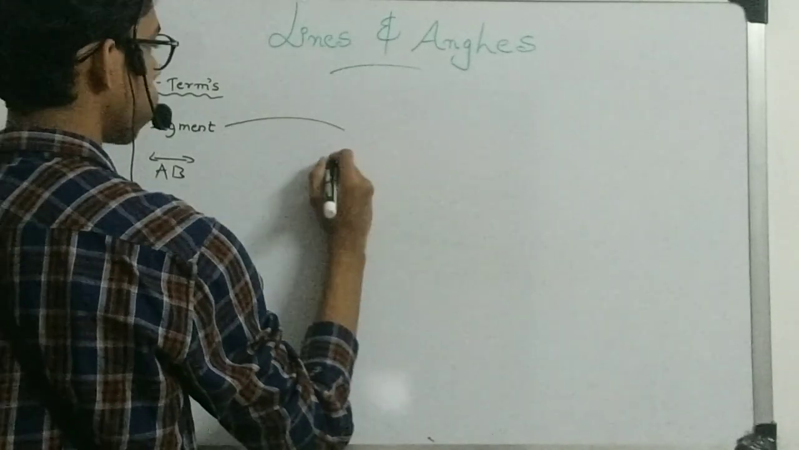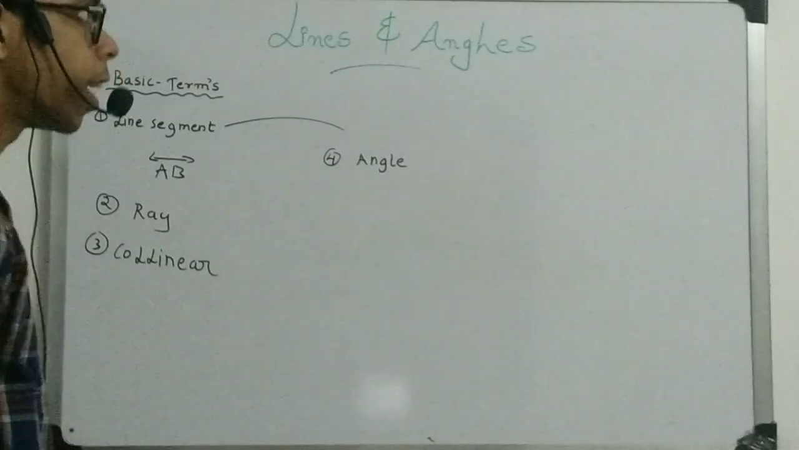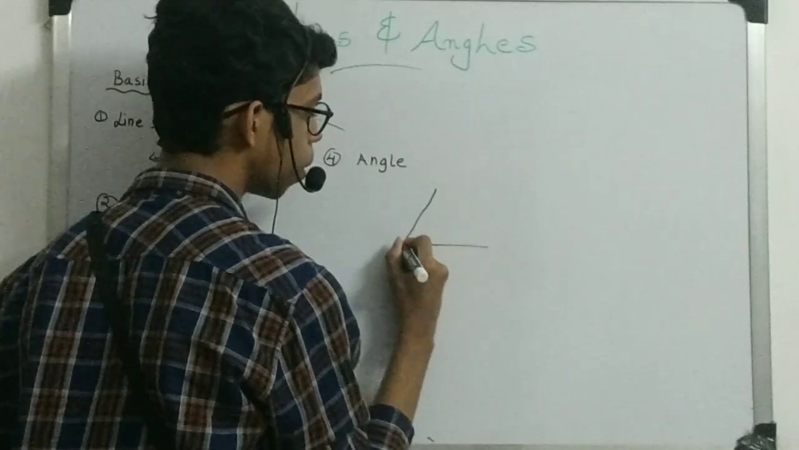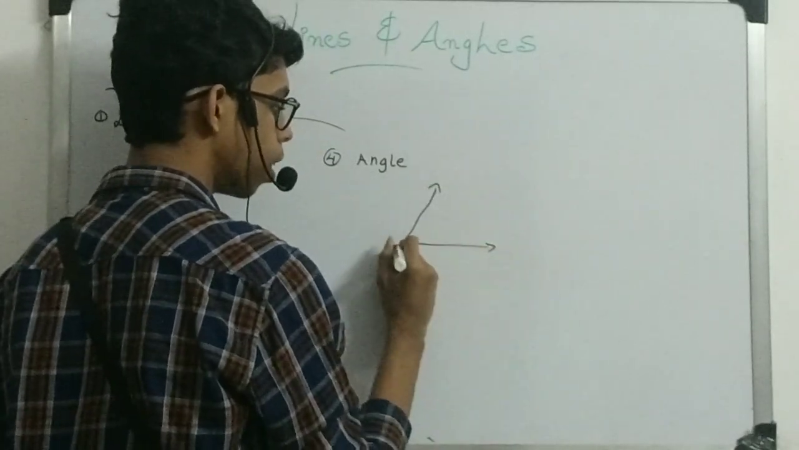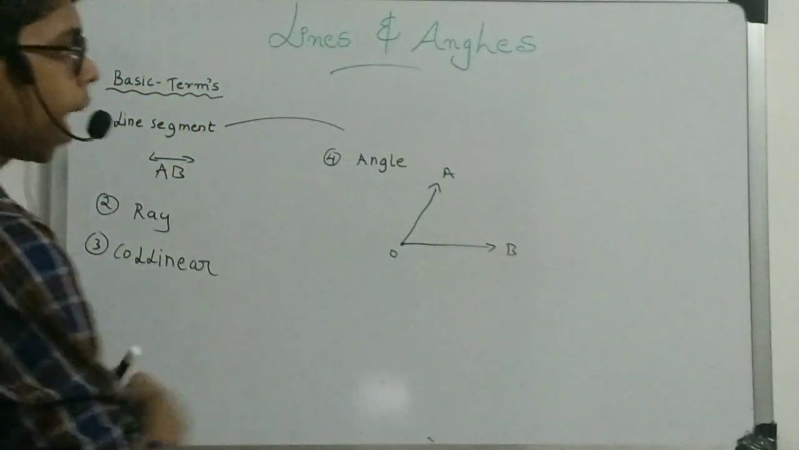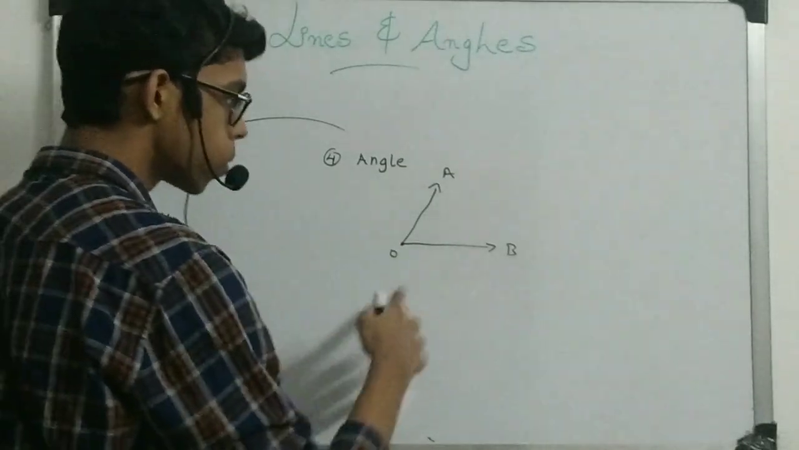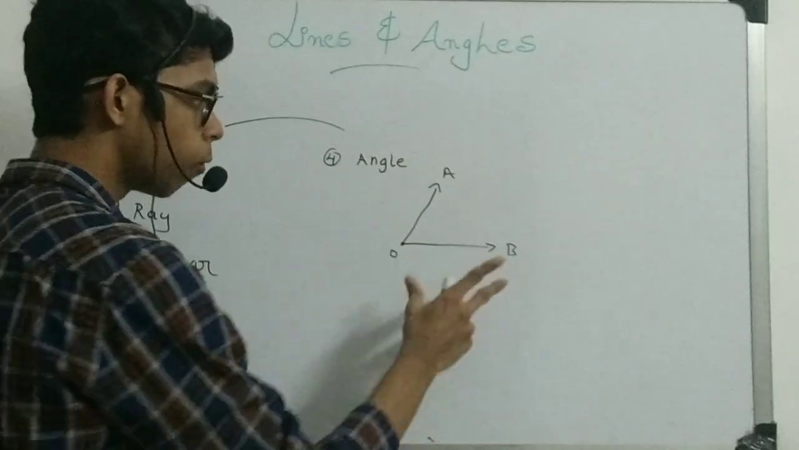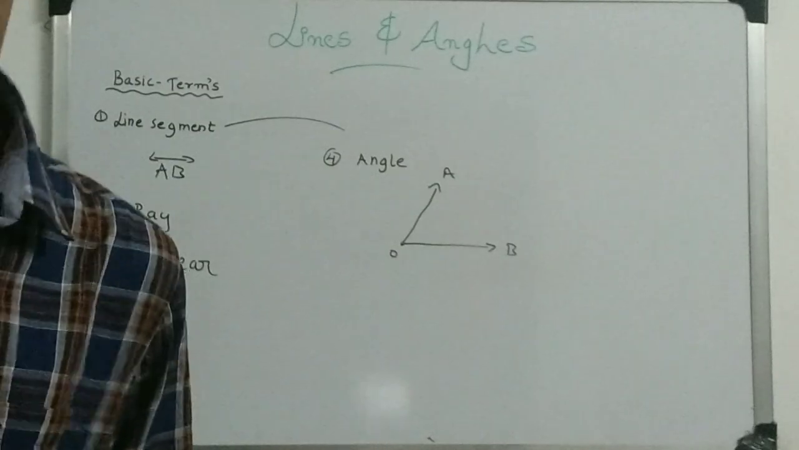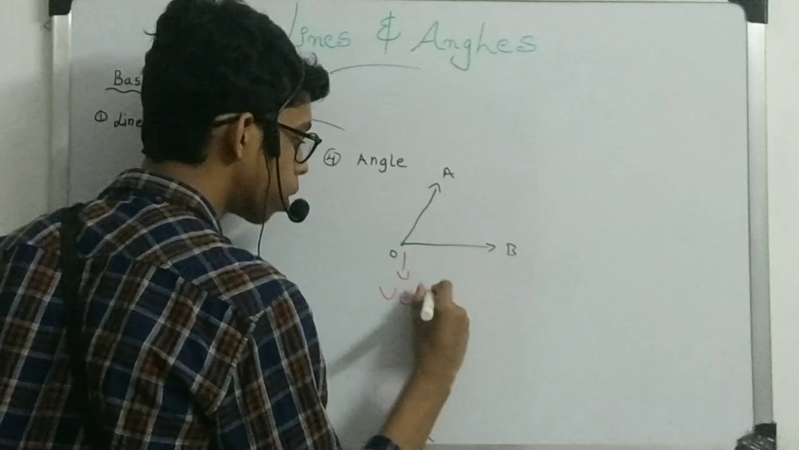Now let us talk about what an angle is. You have been learning from your lower classes what an angle is. We know an angle means two rays starting from a common point. Let me name this O and B over here. An angle is a collection of two rays which start from a particular point. So here OB is my first ray and OA is the second ray. And this common point, where the two rays start, is called the vertex.